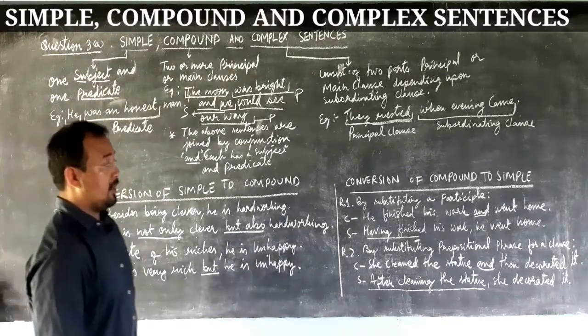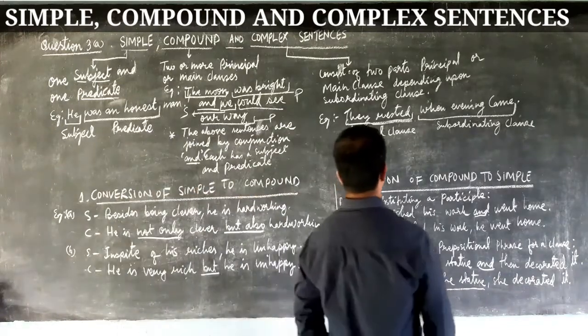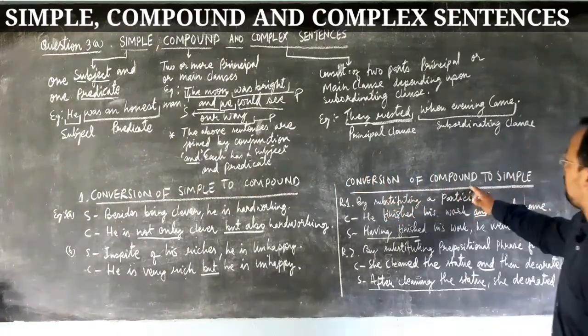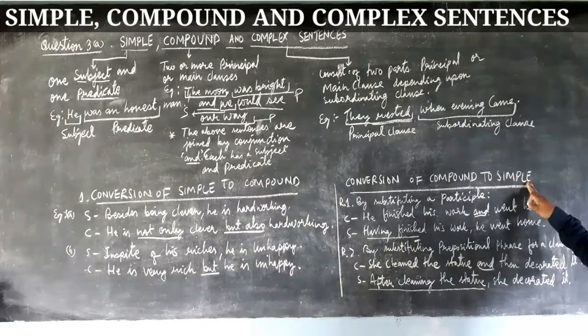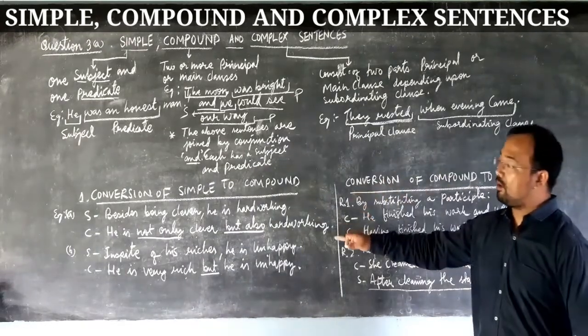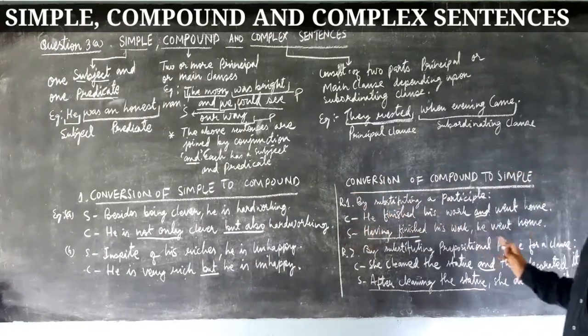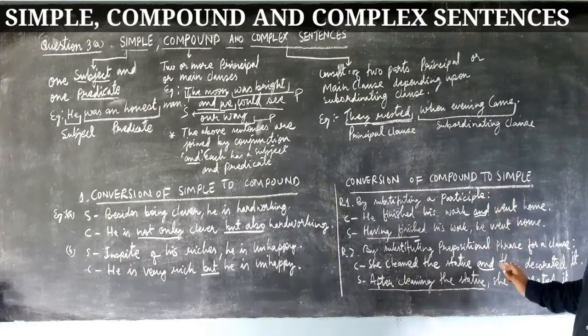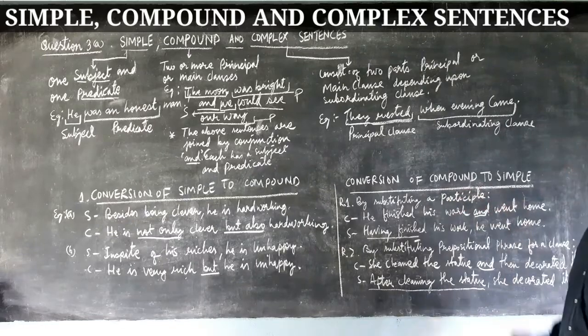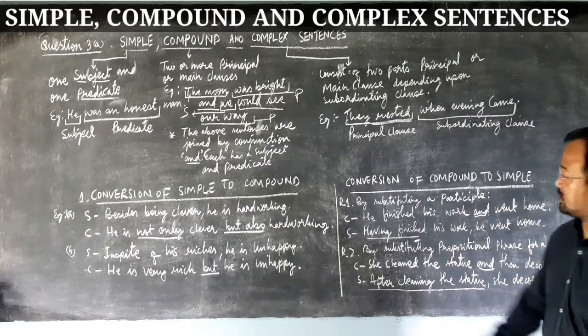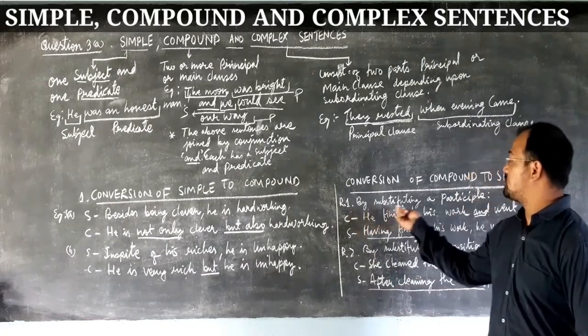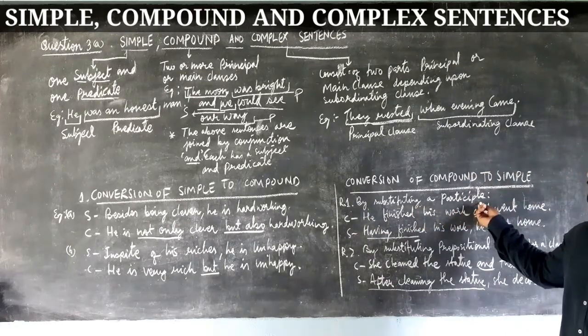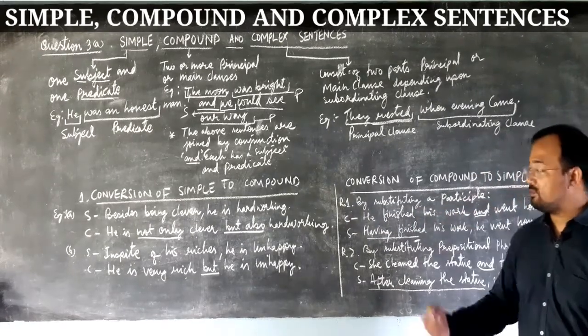Okay. Now next one, that is vice versa, conversion of compound to simple sentences. Now there you did from simple to compound, now from here compound to simple, but it goes by rule. Alright, there are 3 rules in conversion of compound to simple sentences. First, rule 1 says by substituting a participle. So you have to substitute a participle from the sentences.